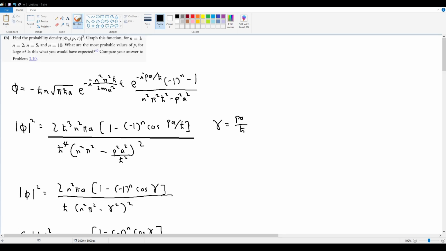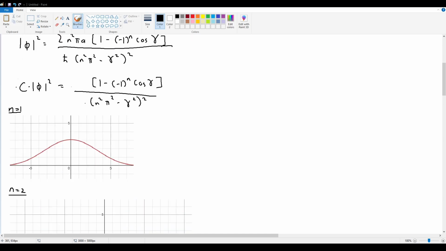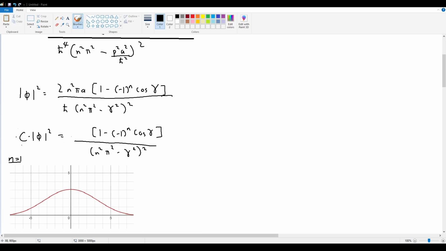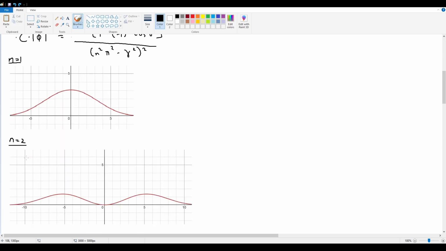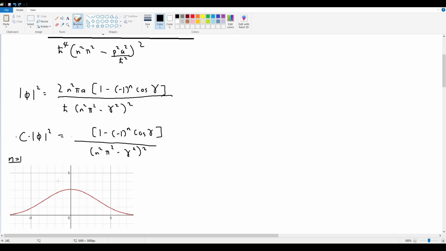Okay, so we are asked to graph this function for n equals 1, 2, 5, and 10. I've gone into Desmos and just graphed this. Keep in mind that if you want to do this for yourself, I have had to make the constant at the front increasingly large as n gets larger and larger. The reason is that if you don't do that, the graph becomes extremely flat at higher n values. Without increasing the constant ratio at the front, the graph gets smaller until eventually it's indistinguishable for all intents and purposes from a flat line.